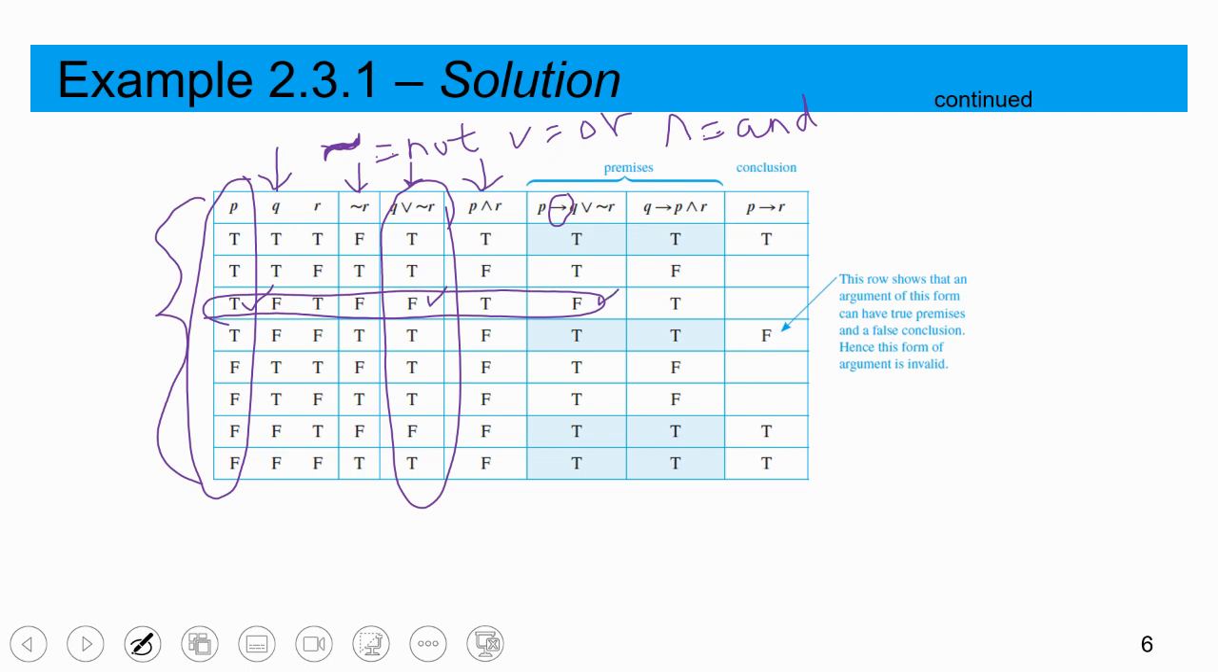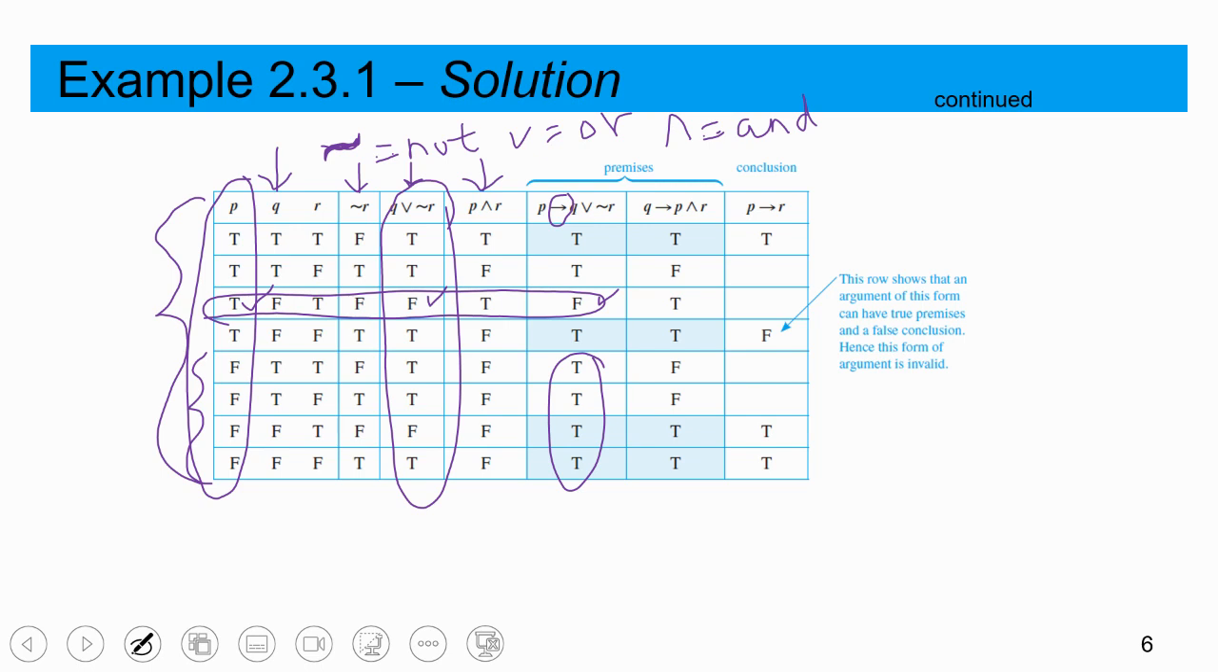Again, let me remind you, even down here where P is false, in the bottom part of the table, if P is false, it doesn't matter what the truth value is for Q or not R. We're going to say that P implies Q or not R is true.